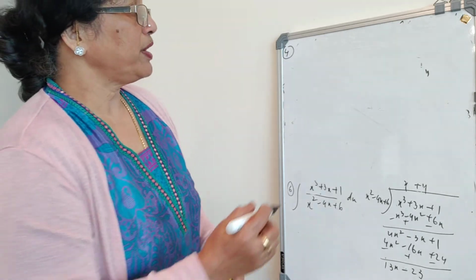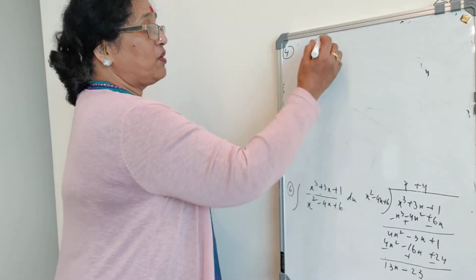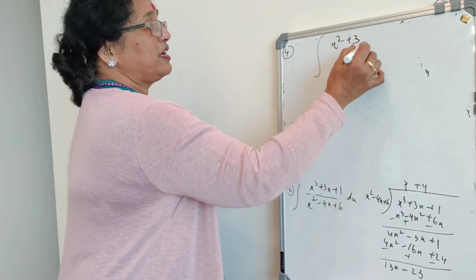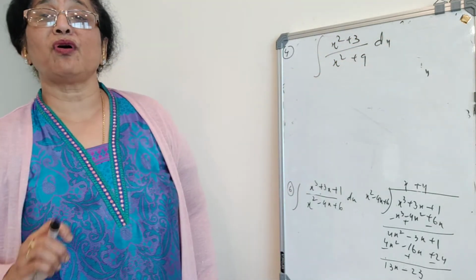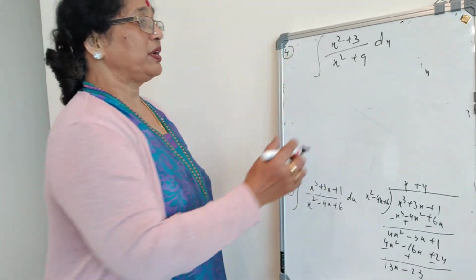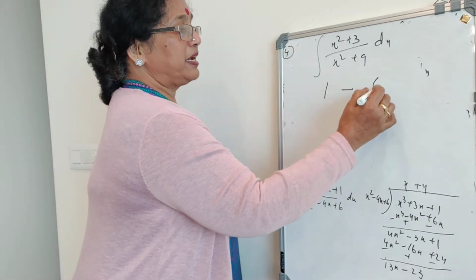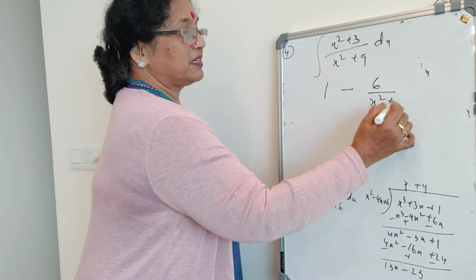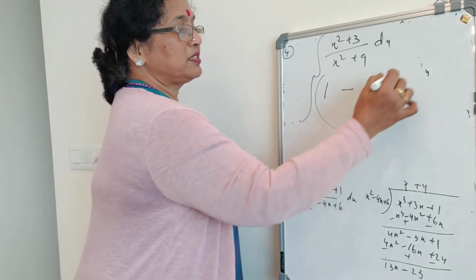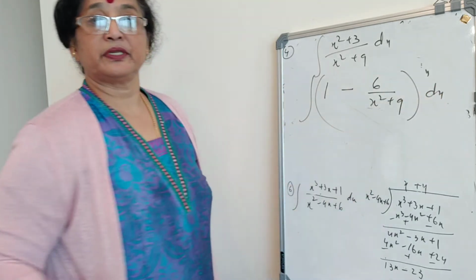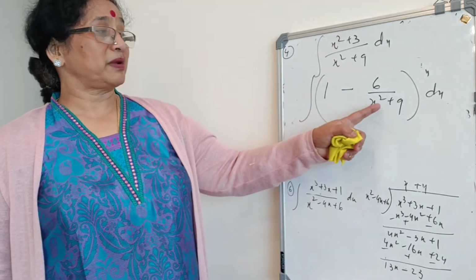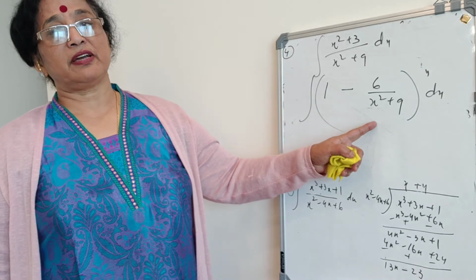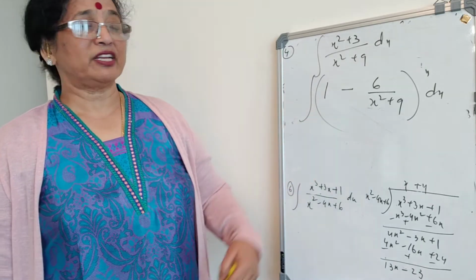Okay, so now we are going to see the case where I gave you x square plus 3 by x square plus 9. Now the degree is same. So we do long division. When we divide, we get quotient as 1 and remainder as minus 6. So remainder by divisor I have to write. You divide and you can check.